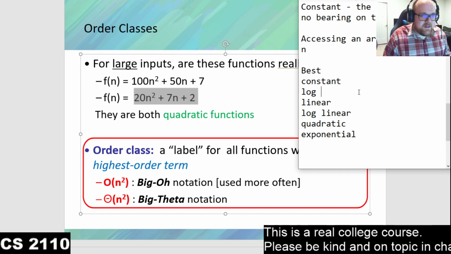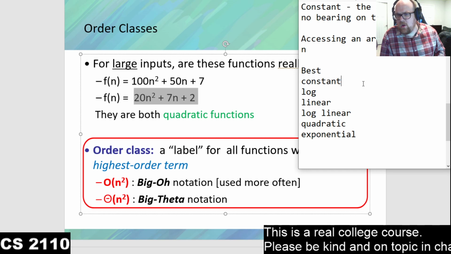So the complexity classes for this. No, I haven't said this. If I at any point said that linear is better than log, I clearly misspoke. That was never my intention. Constant is better than log, but constant is not the same as linear.